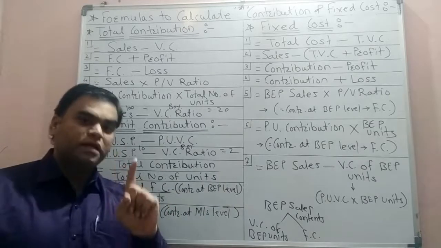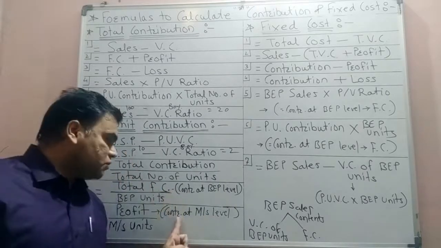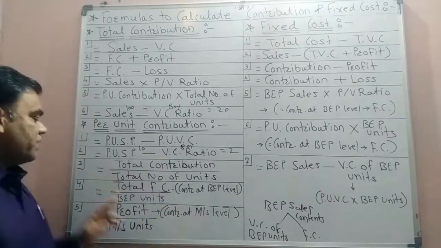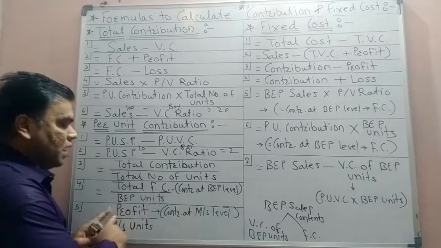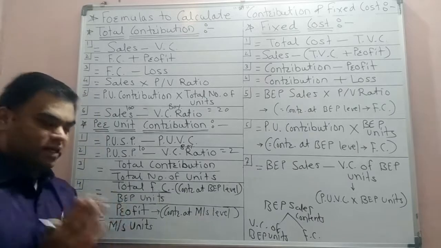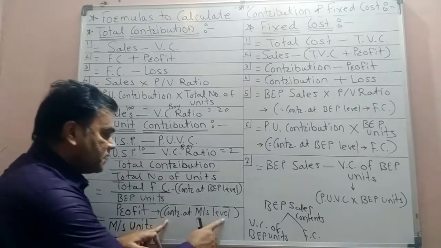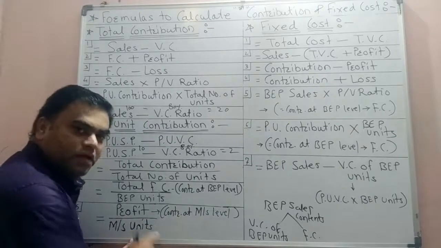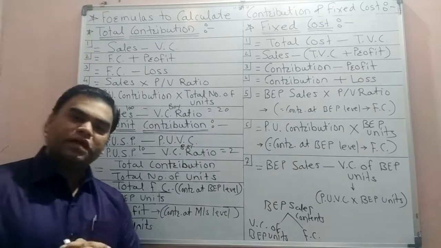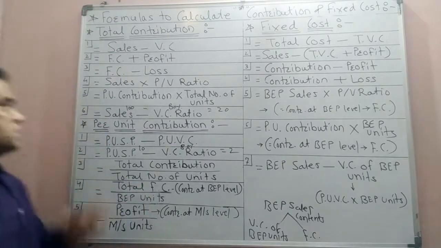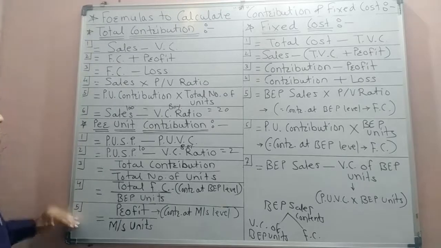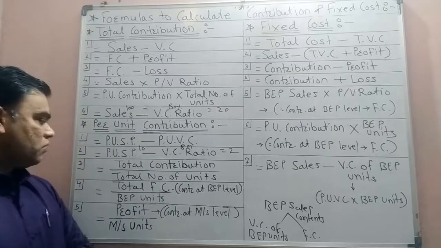The amount of profit and the amount of contribution at margin of safety sales level is always equal. That's why we have taken the amount of profit as the amount of contribution at margin of safety sales level. So contribution at margin of safety level divided by margin of safety units is equal to per unit contribution. In that way we calculate per unit contribution. So we have discussed 6 formulas to calculate total contribution and 5 formulas to calculate per unit contribution.